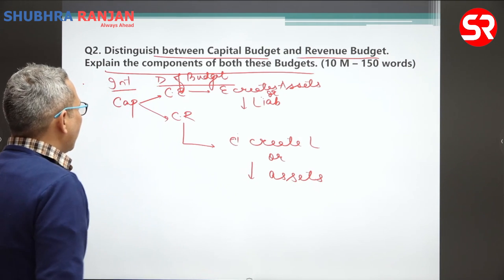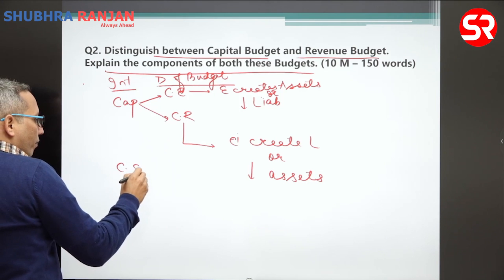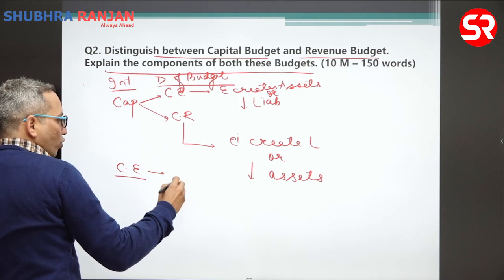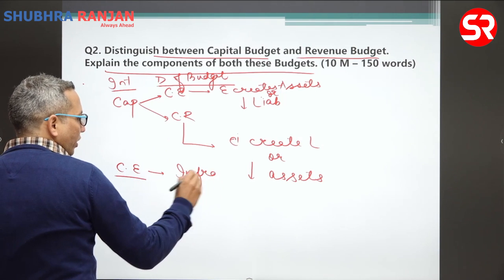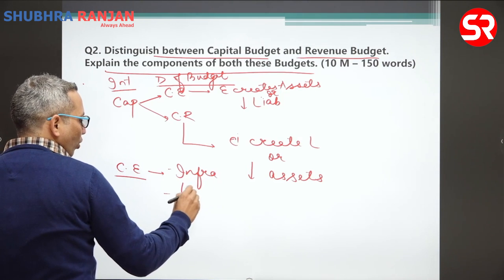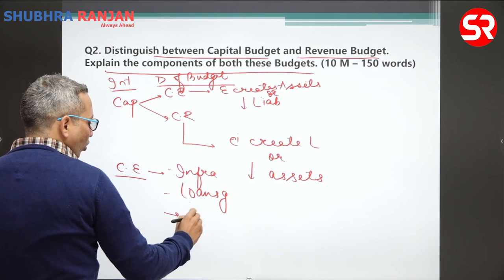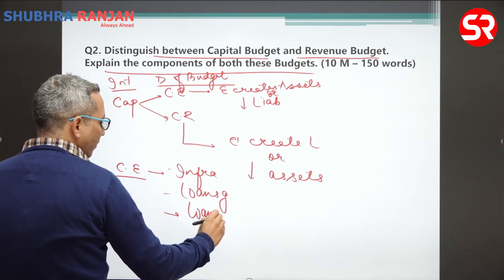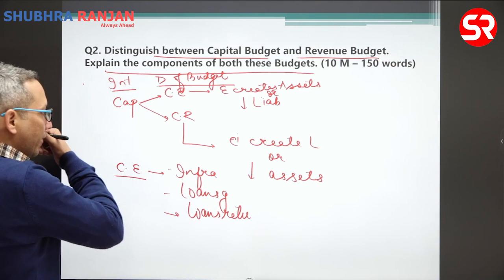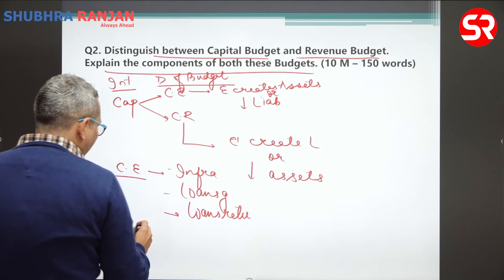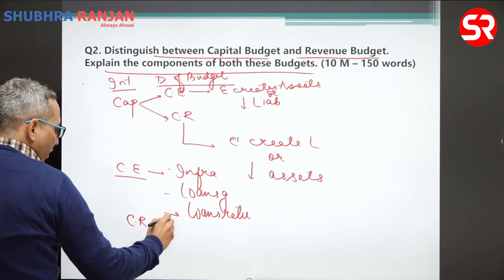Then we'll say that capital expenditure consists of the following: expenditure on infrastructure creation, loans returned. Alright. And then we'll say capital receipts are of two types.